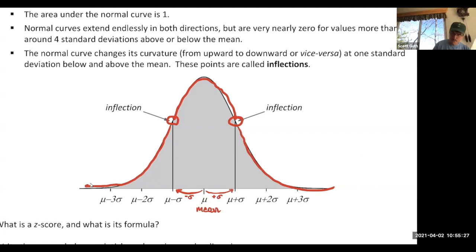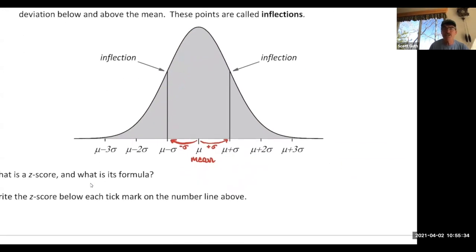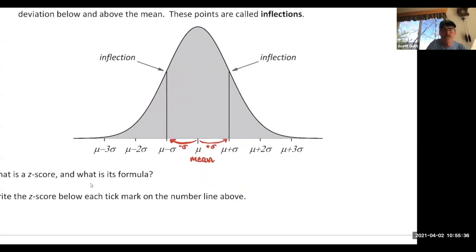Okay, now why is that important? Well, it allows us to look at a curve and guess what the standard deviation is if you figure out where the inflection point is. Standard deviation is the distance from the inflection to the mean. So you could say this distance right here is the standard deviation. So you can guess it, and it's pretty accurate.